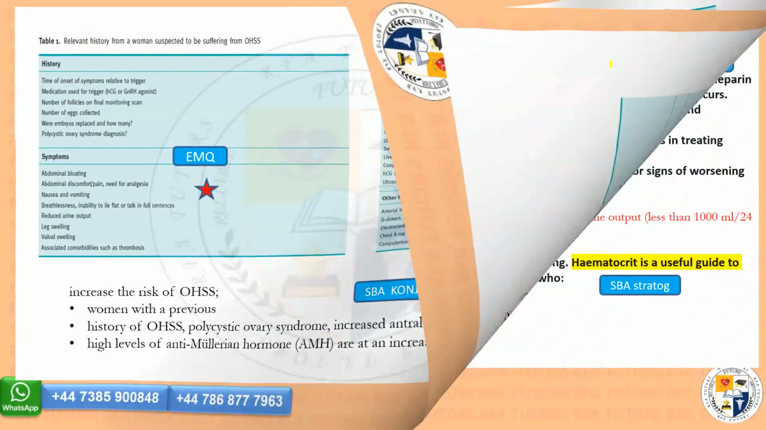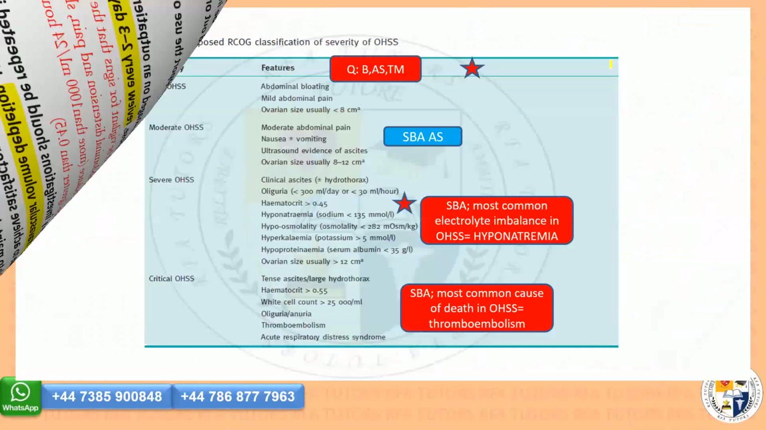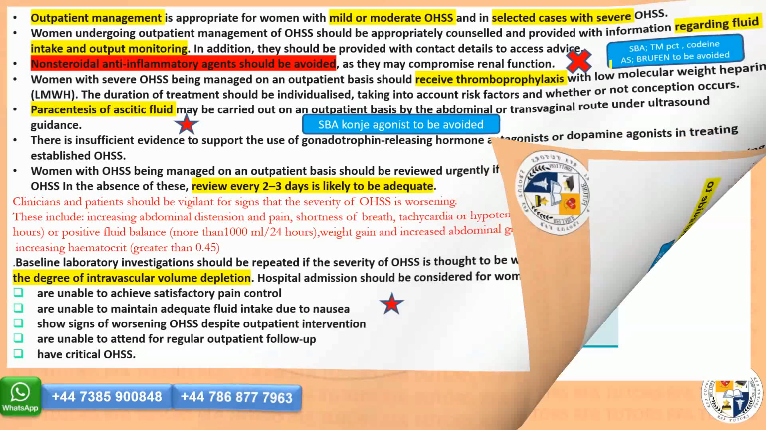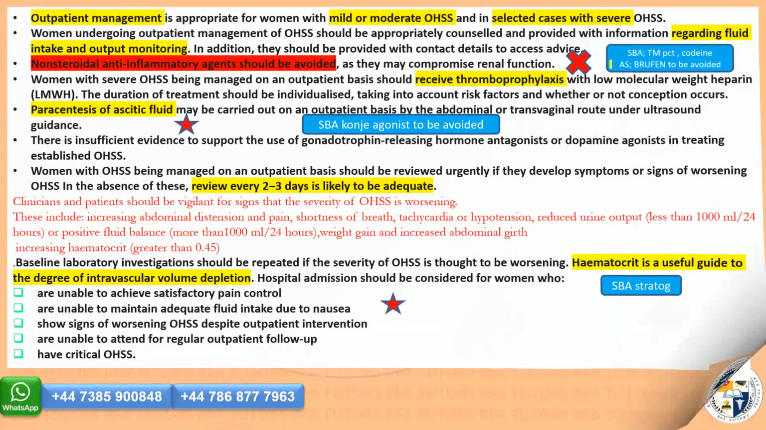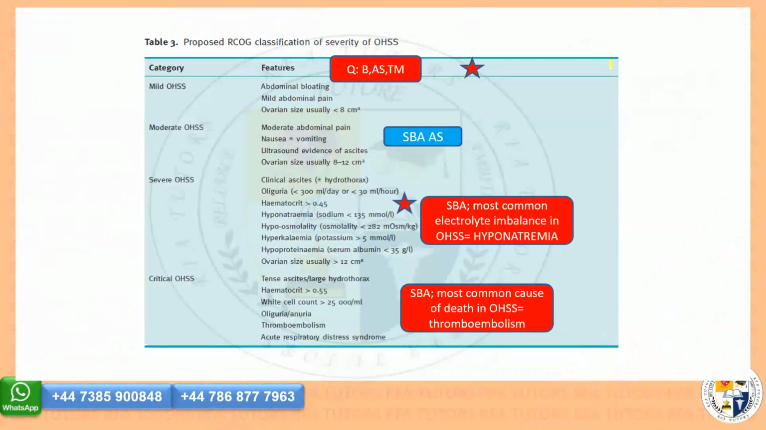I'll put a star on that. So I'll put a star on the paracentesis. Paracentesis is an exam question, and the worsening of hematocrit is an exam question. I'll just put a star on that. Okay, this is my exam tested question.